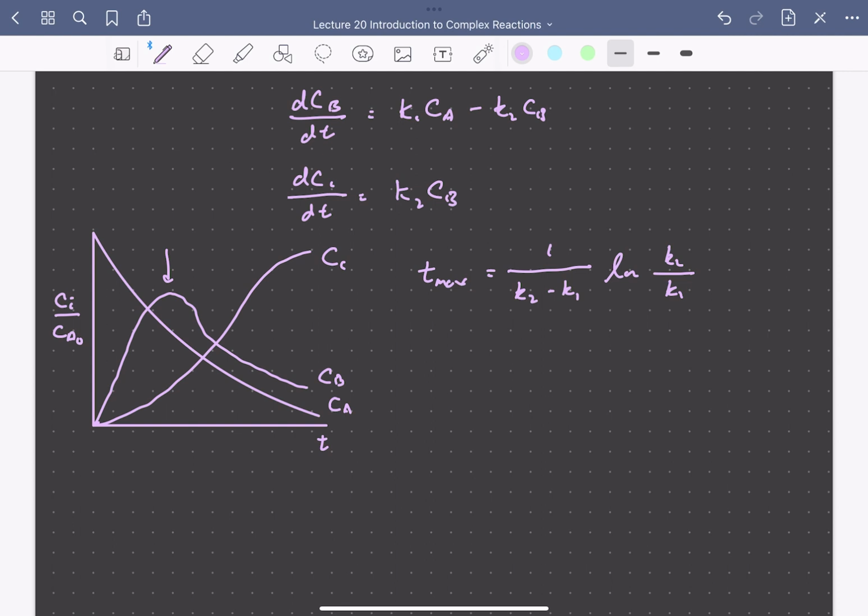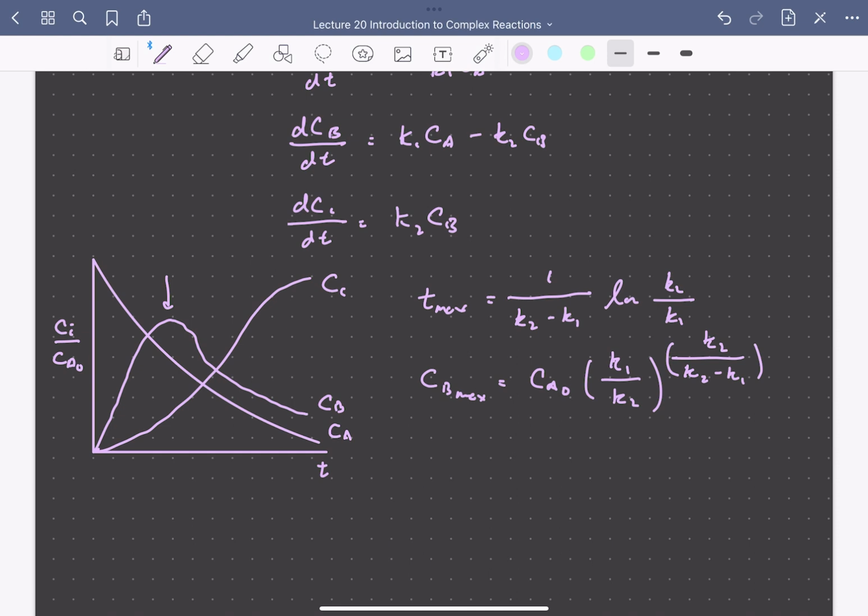And we solved for the concentration at that point, Cb max. That was equal to Ca naught times the ratio of K1 to K2 raised to this power, K2 over K2 minus K1. Now let's suppose that B is a very reactive intermediate, which means that K2 is much, much greater than K1. So suppose K2 is much, much greater than K1.